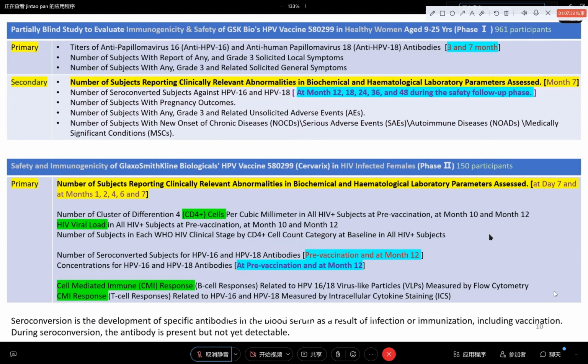Usually the duration in phase 1 is shorter than phase 2, but in this case, you can see the number of seroconverted subjects for antigens HPV6 and HPV18 amounts up to 48 during the safety follow-up phases. But in phase 2, it is shorter, at 12 months.